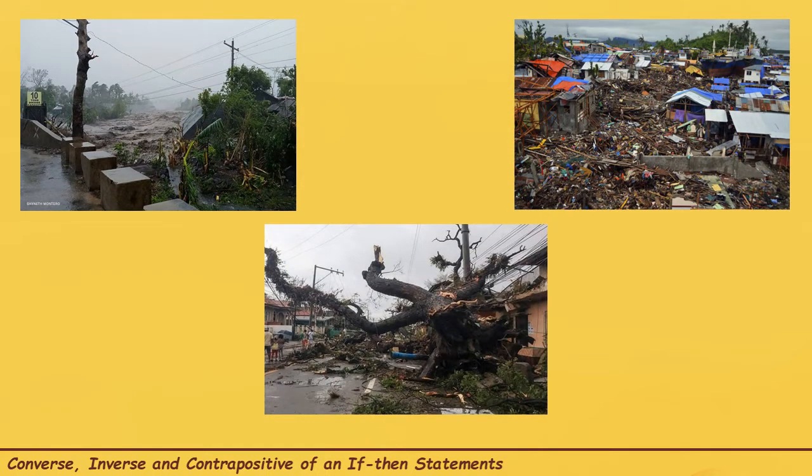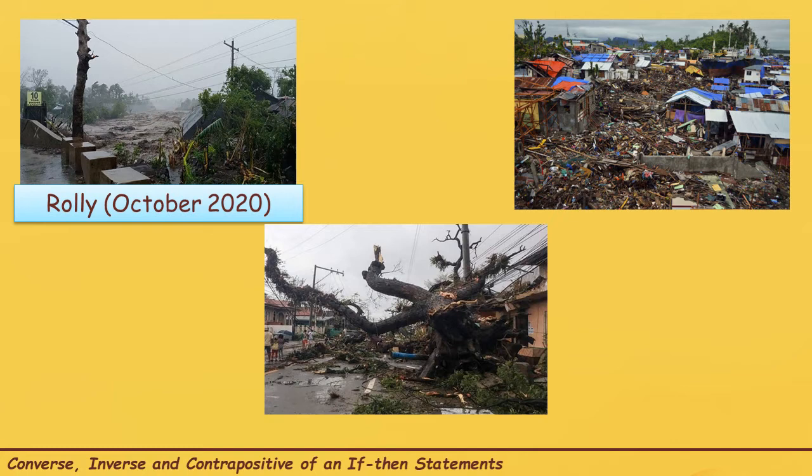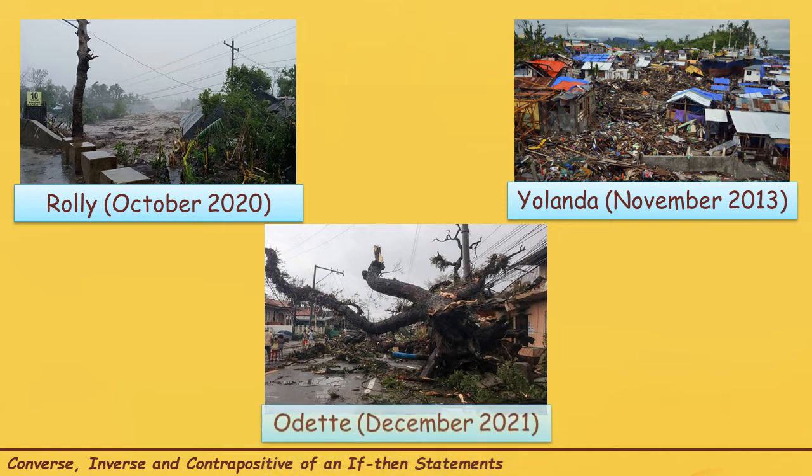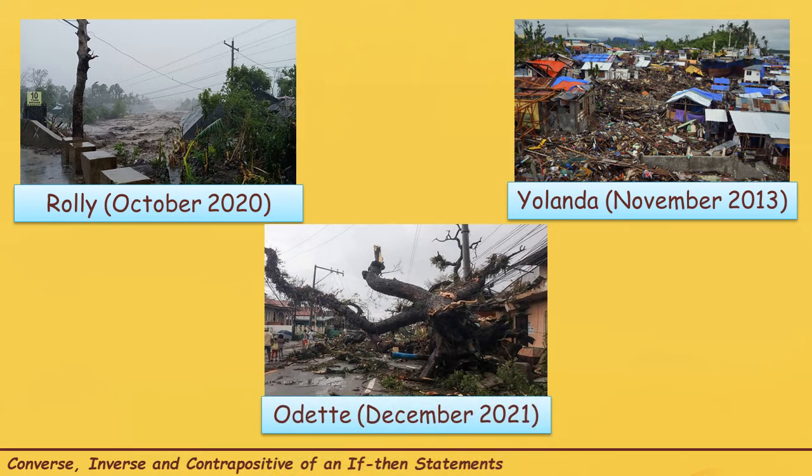Let us consider these pictures. In the first picture, we have Raleigh, October 2020. Yolanda, November 2013. And Odette, December 2021. What are these? Alright, that is correct. So ito yung mga strong typhoons or ilan lang ito sa mga strong typhoons na naranasan natin sa ating bansa.